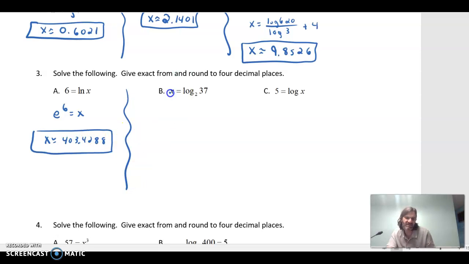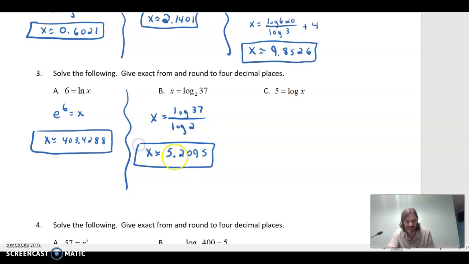The next one, x equals log base 2 of 37. Well, that is an exact form and it's already solved because the x is by itself. But let's use the change of base to get ourselves a decimal approximation from the calculator. So that'll be log 37 over log 2. Log 37 divided by log 2. So I'm getting 5.2095. And if you have any trouble getting the things out of the calculator, let me know.